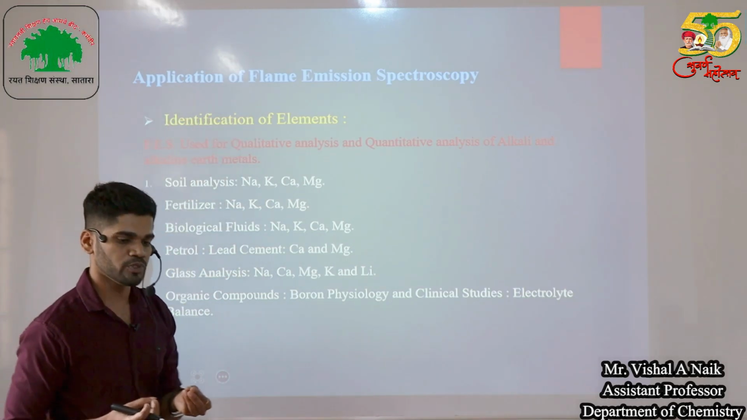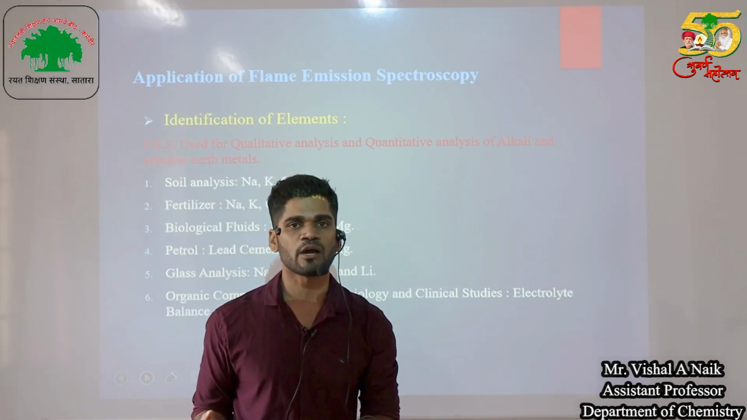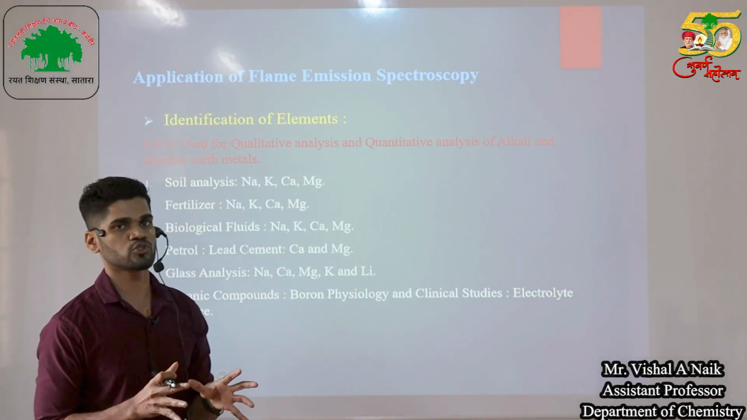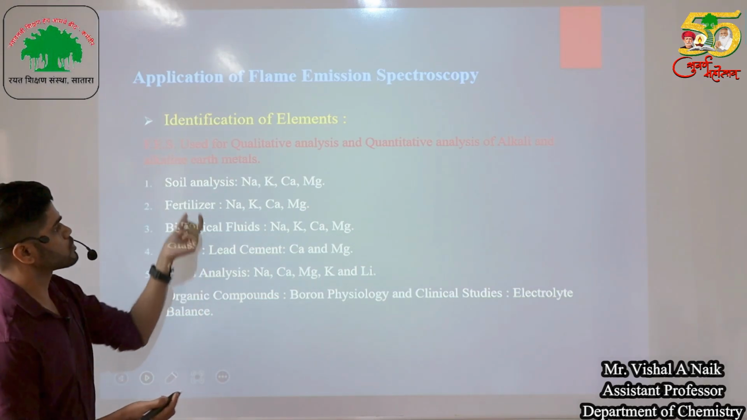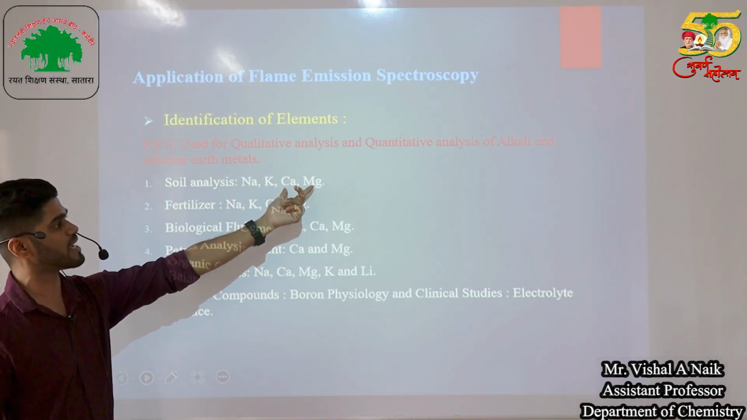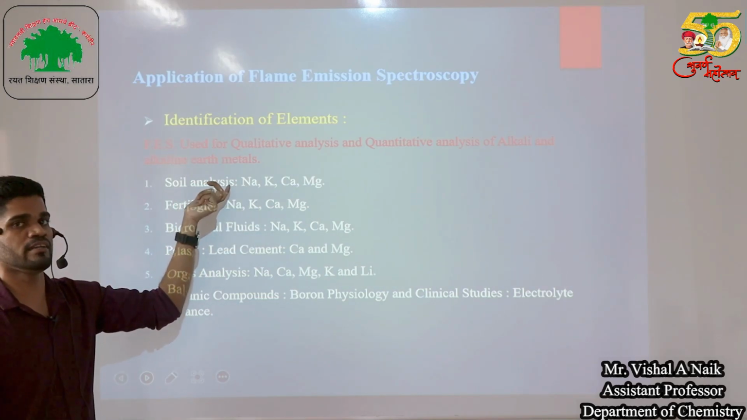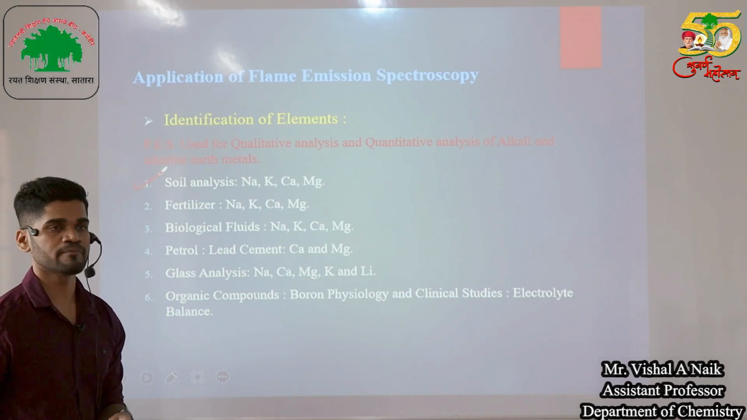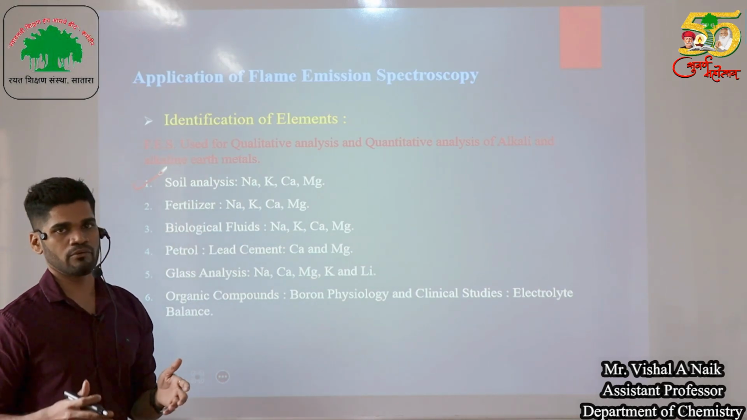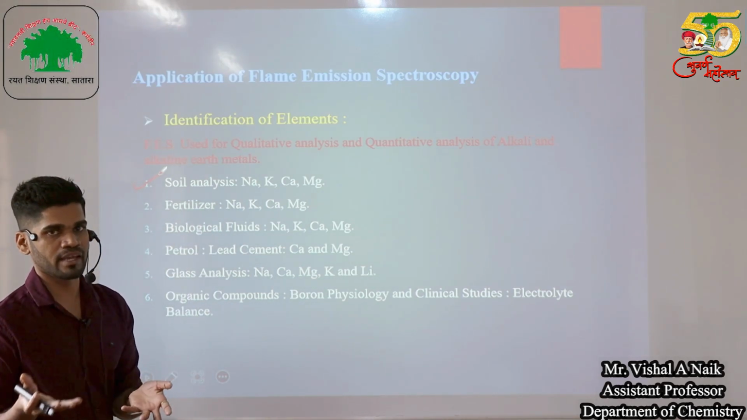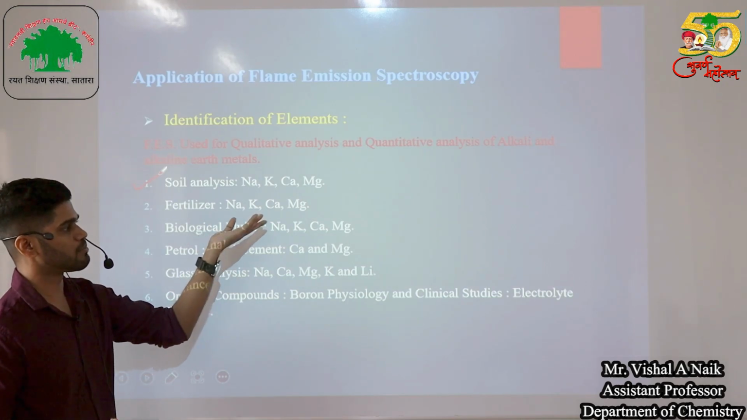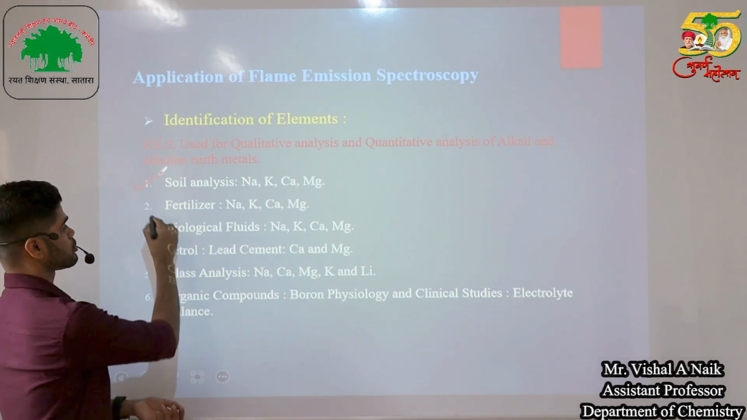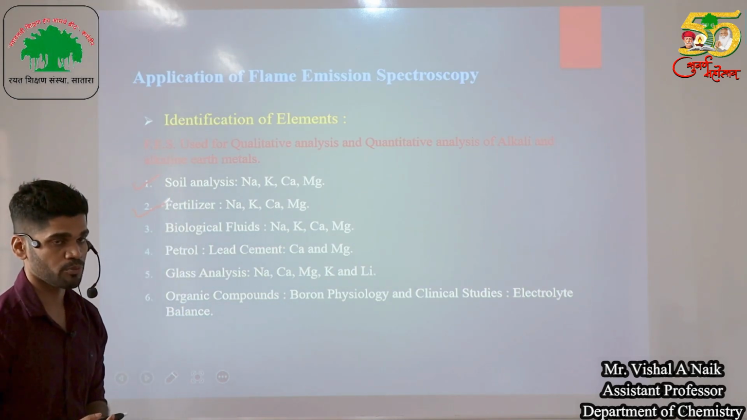the metal ions which are present in different forms of a sample or different samples get determined by using FES. So which are those samples? Sodium, potassium, calcium, magnesium present in the soil are also determined by using this flame emission spectrophotometer. Then fertilizers. We know that fertilizers contain NPK, that is potassium, sodium, calcium, magnesium, different types of metal ions present in a fertilizer, also determined by using flame emission spectrometer.